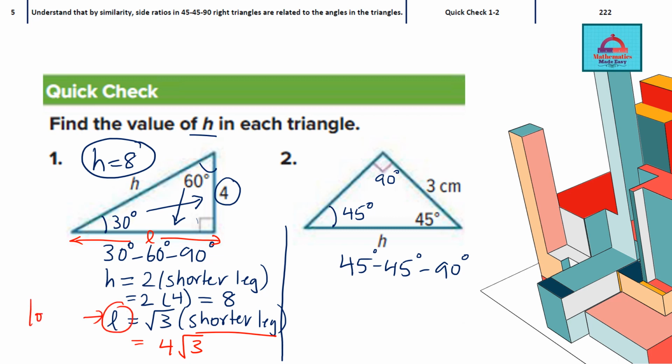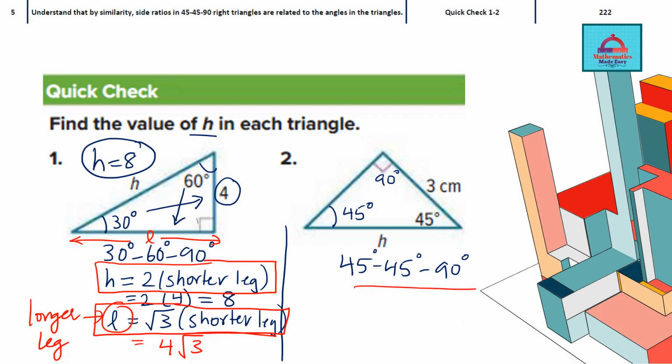So if in the ministry exam you are asked for the longer leg also, you should know the formula. I'm going to highlight the formula with different colors. So hypotenuse is 2 times shorter leg, and longer leg is square root 3 times shorter leg. Okay, so these are your two formulas. Now let's come to the other right triangle.